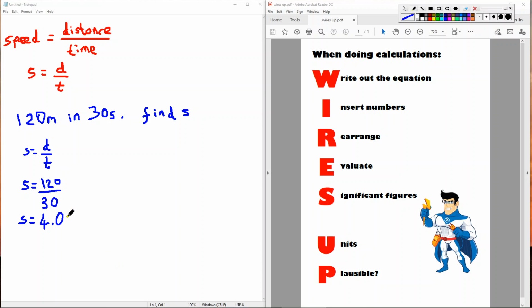And then the units. Well, we divided something in meters by something in seconds. So that's going to be meters per second. And is 4 meters per second a plausible speed? Yes, I think it is. We'll have a look at some further examples in the next video.